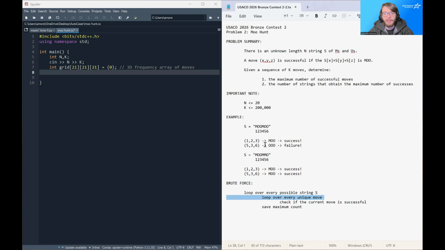And then inside that, we have another loop over k. So the total runtime here is going to be k times 2 to the power of n, which is far too large. In the worst case, that ends up being about 200 billion. So we need a faster idea.